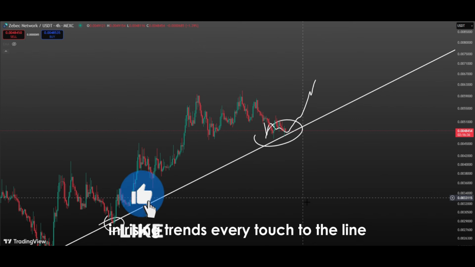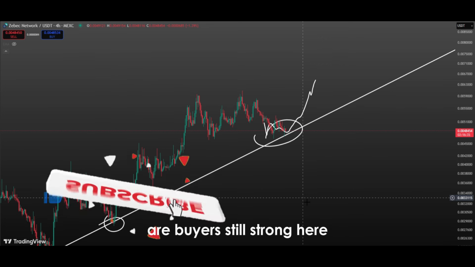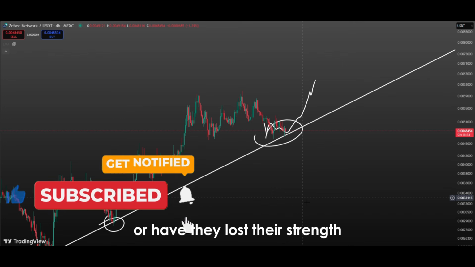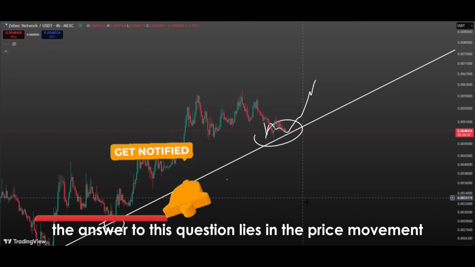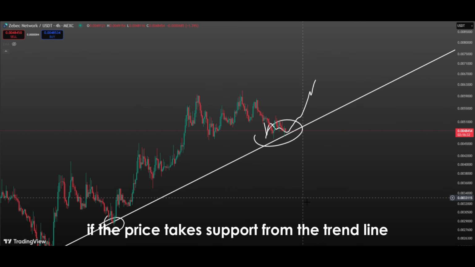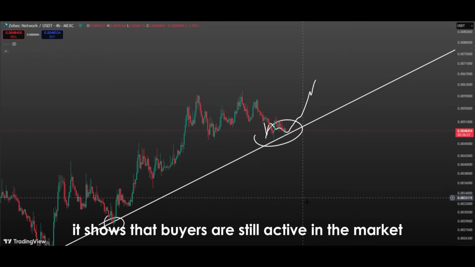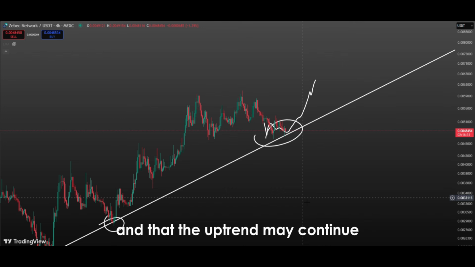In rising trends, every touch to the line is like a test of market psychology. Are buyers still strong here, or have they lost their strength? The answer to this question lies in the price movement after this point. If the price takes support from the trend line and starts moving upward, it shows that buyers are still active in the market and that the uptrend may continue.